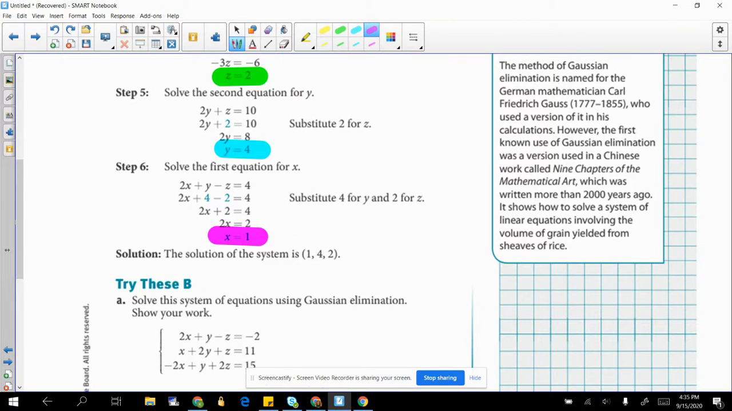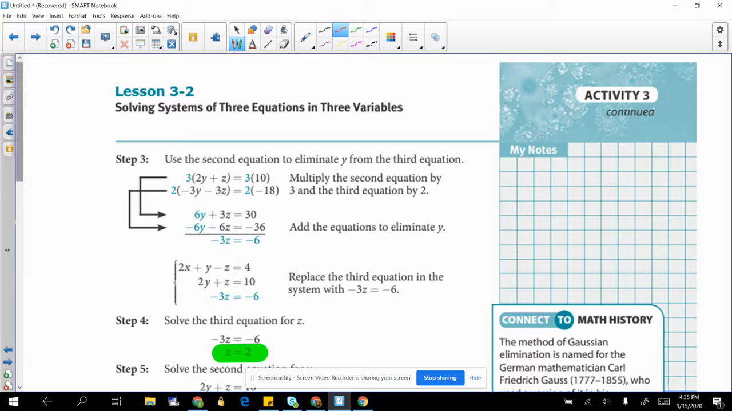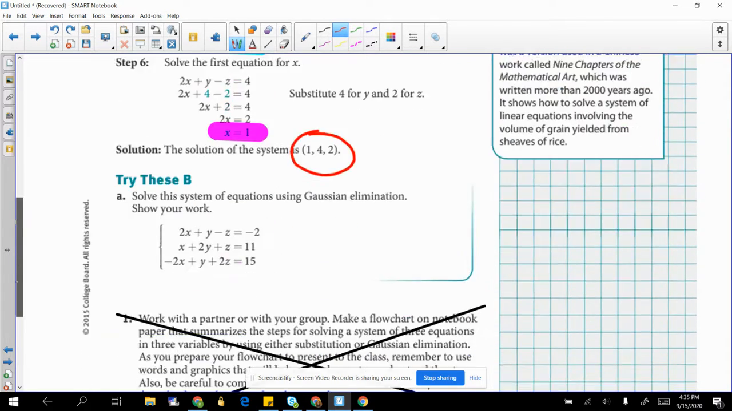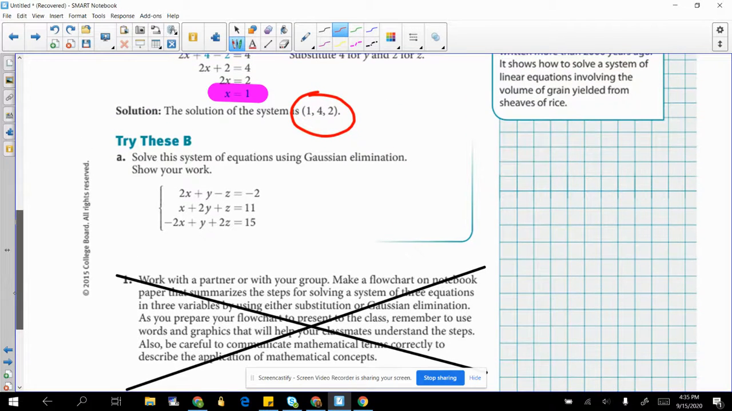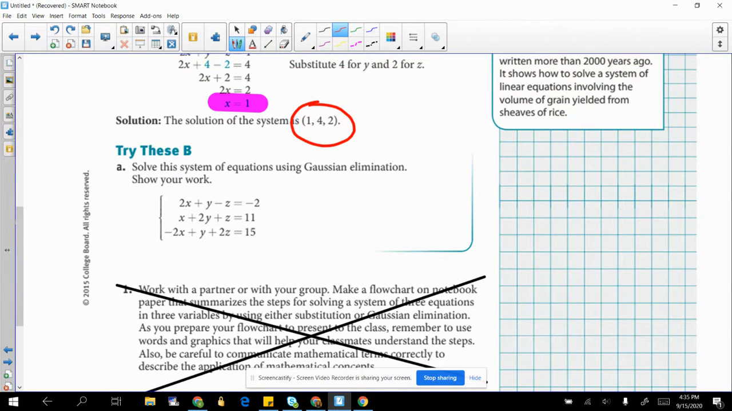And then you will be done, and you'll write your answer as an ordered triple again, like they did here. So 1, 4, 2. Okay. So I know that's kind of quick, but again, this example is in your book, so you can refer back to it at any time. And I am going to go ahead and work with you guys through this example A here.